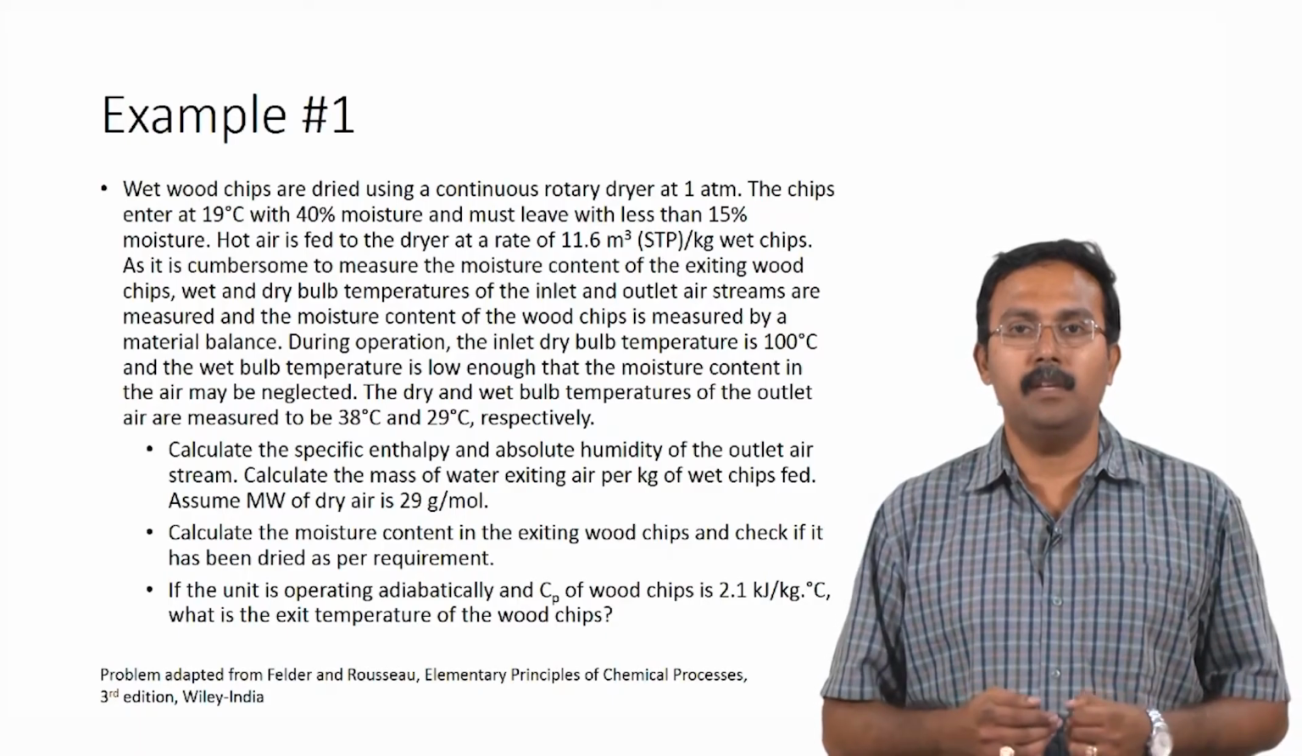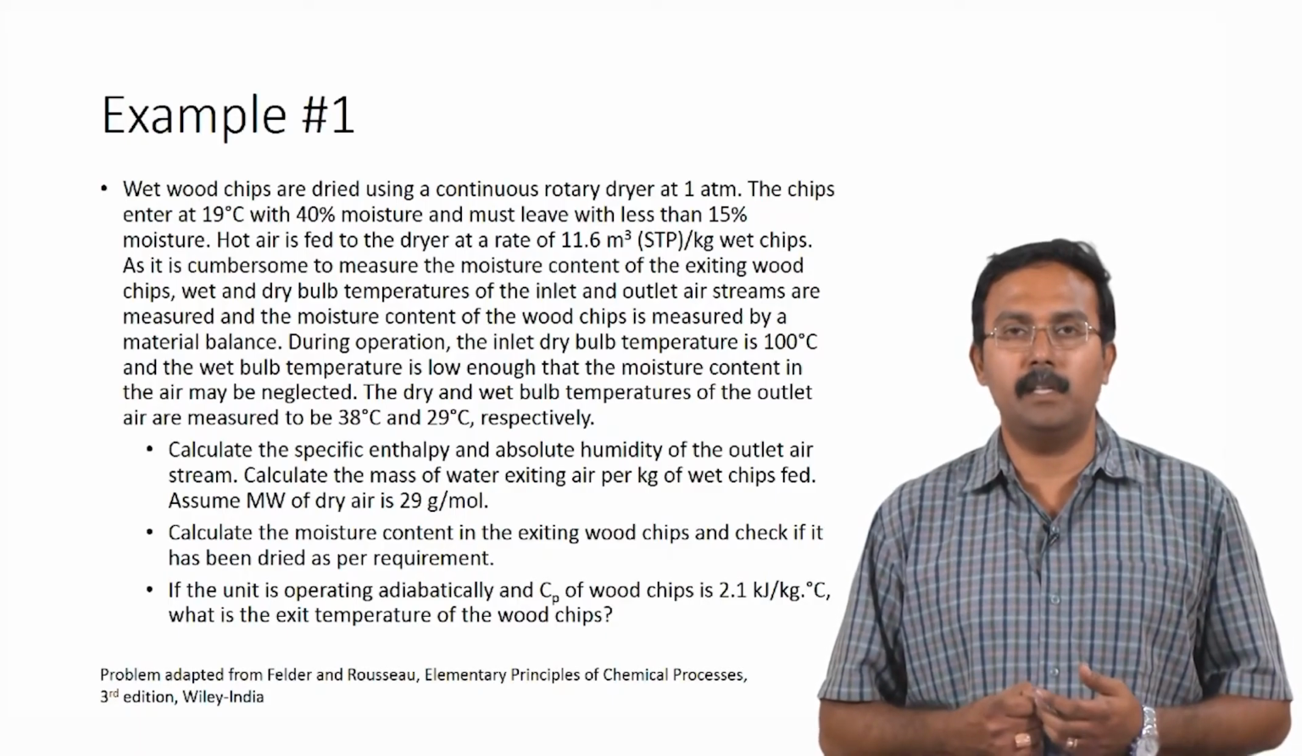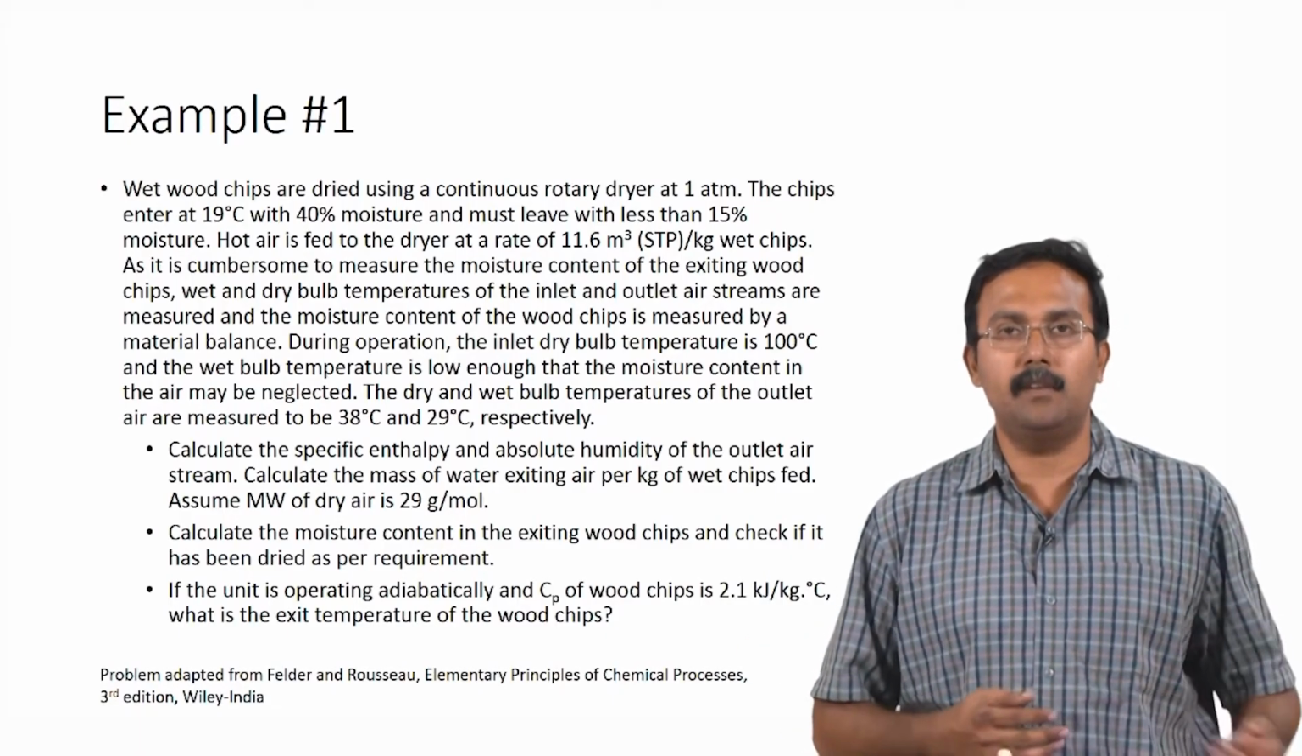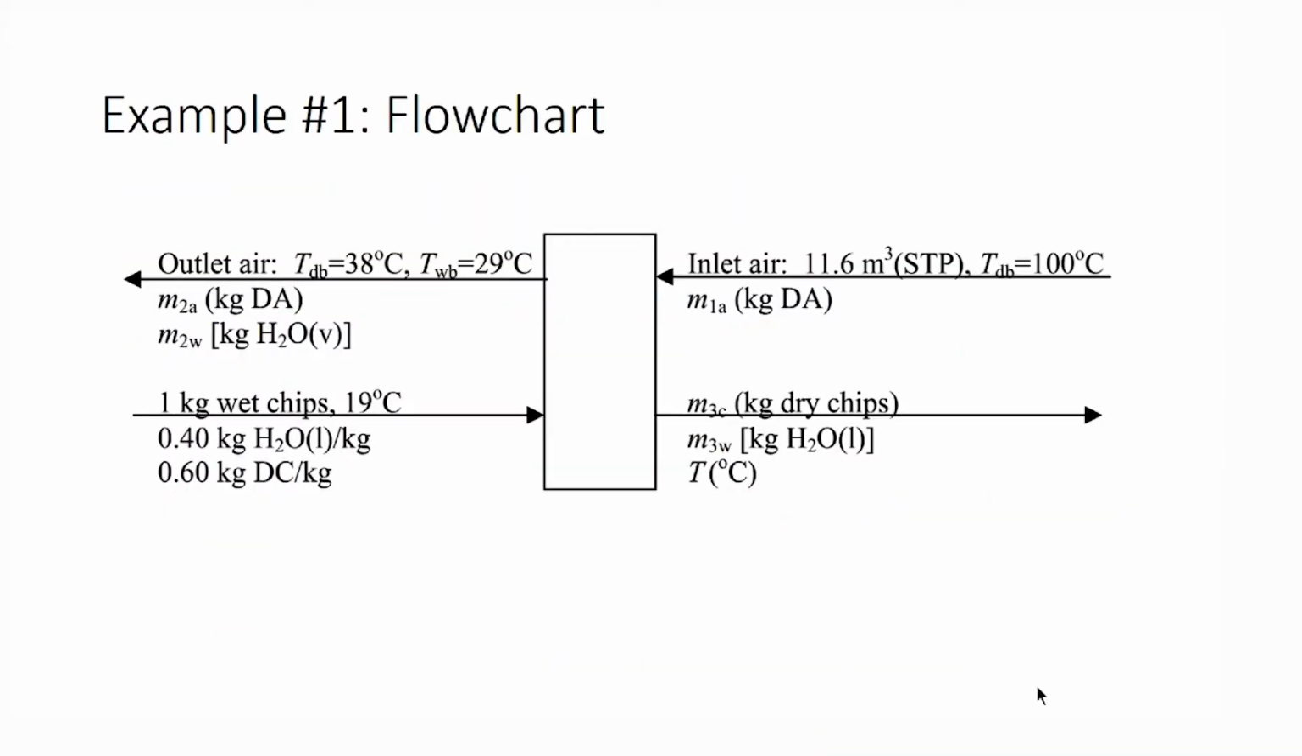So, what you have here is the wood chips are entering from one side and dry air is entering from the other side. So, the flow chart for this process would look like this. You have wet wood chips, let us say 1 kilogram of wet wood chips entering at 19 degrees Celsius and the composition is given as 0.4 kilograms of liquid water and the rest 60% is dry chips, which I am just representing as DC.